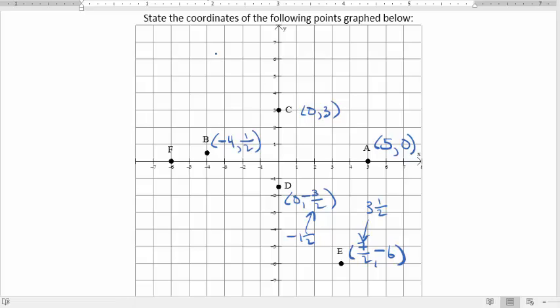And then my final point was point F. So how did I get to F from the origin? I went 6 to the left, right? So my X is -6, and then I didn't go up or down at all, so my Y is 0.